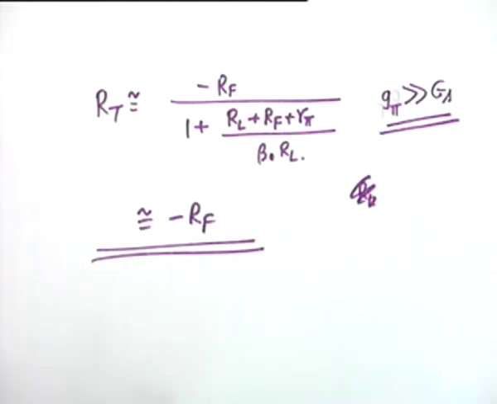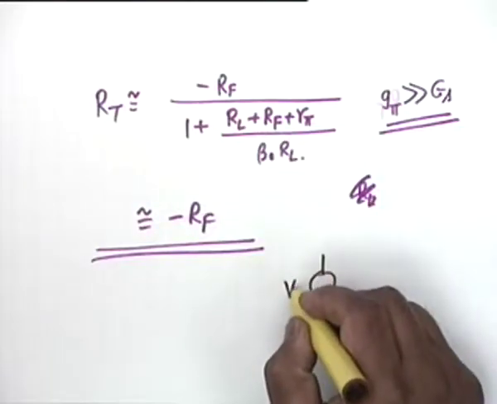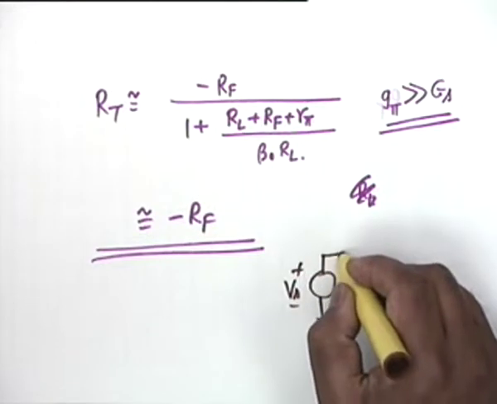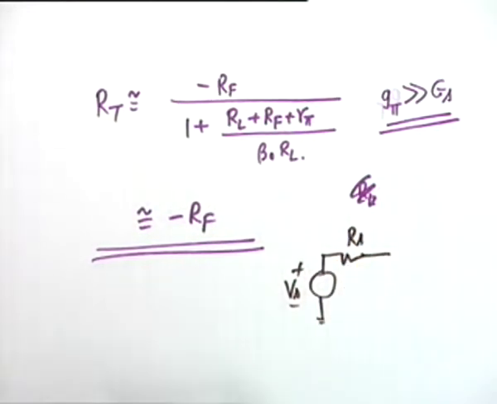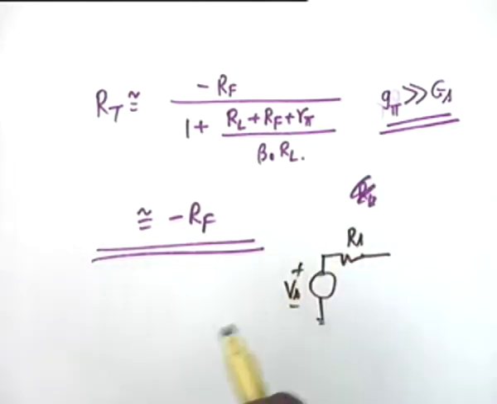Let me bring out the significance of this, because this point is very interesting. Suppose your source is not a current source; it's a voltage source. Suppose you have a voltage source, that is, you have Vs and Rs, which can of course be modeled as Is, which is Vs by Rs, and an Rs in parallel. Suppose that is the source.